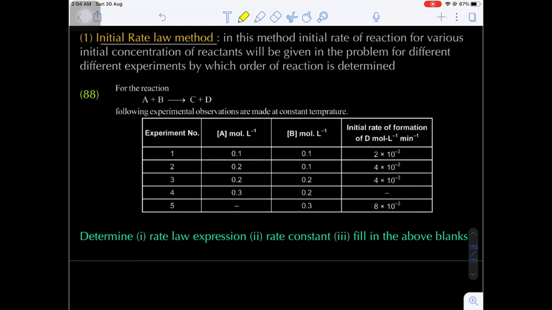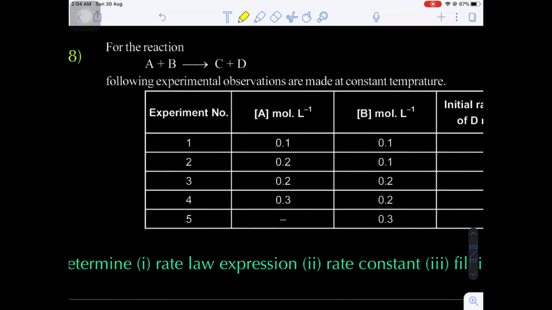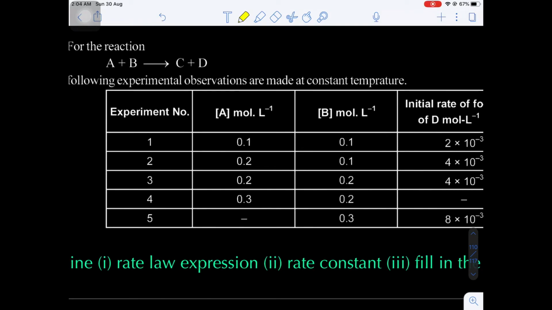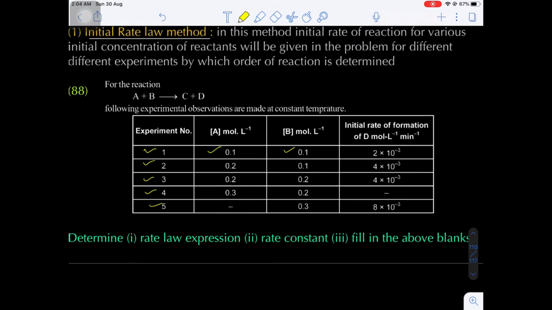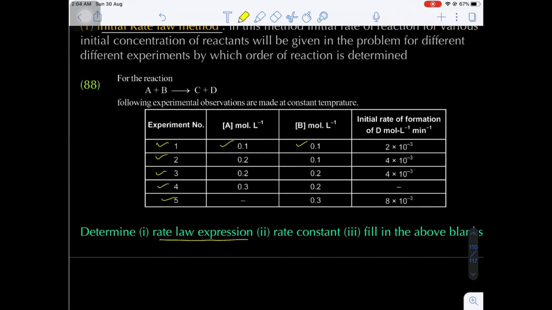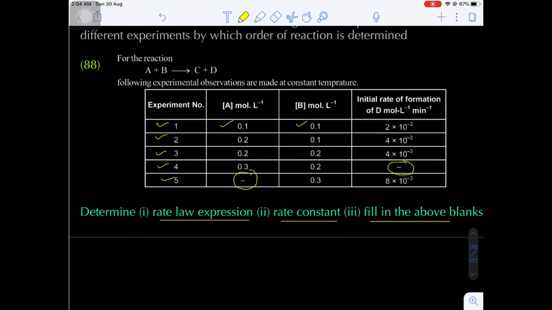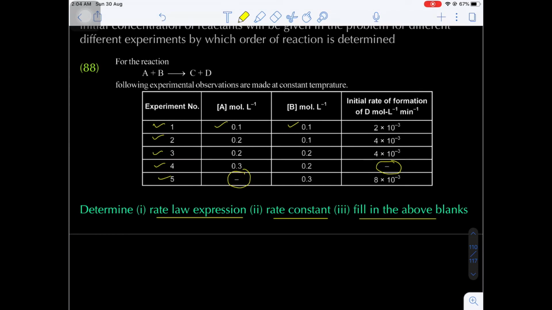Let's suppose one question is given here. For a reaction A plus B gives C plus D, the following experimental observations are made at constant temperature. There are 5 experiments here, and in each experiment the initial concentration of reactant A and B is given, and the initial rate of formation of D is given. The question is to find the rate law expression, the rate constant, and fill in the blanks. These types of questions we already covered in the topic of order of reaction.